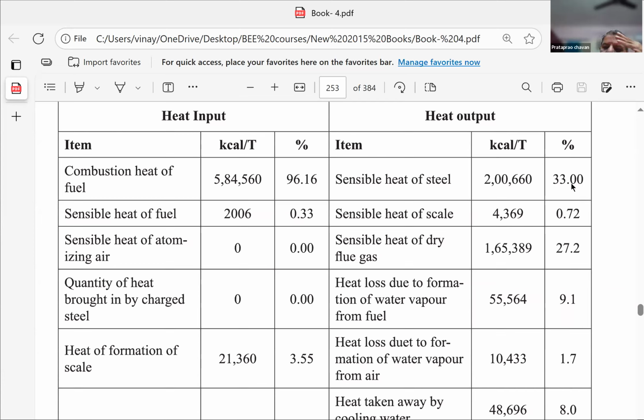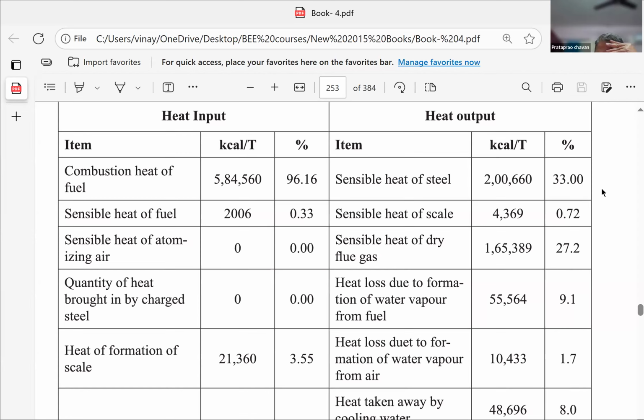When you take only the total input to output ratio, input heat is the denominator and useful output heat is the numerator. Then what you get is the ratio of efficiency, only this. Right. Now, sensible heat of the fuel is so much. Sensible heat of atmosphere, air, this thing atomizing he has not taken. Heat of formation of scaling loss is so much. So the total heat given to the furnace is something like 607,926. You have to tally it with this.